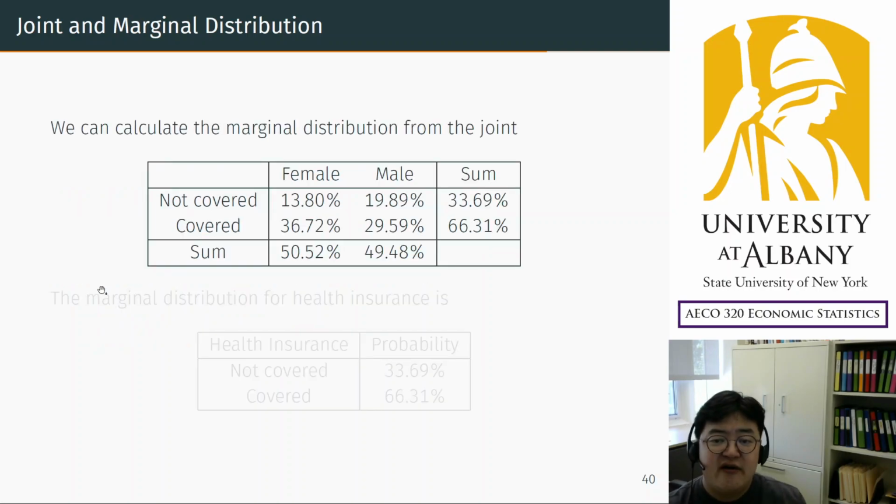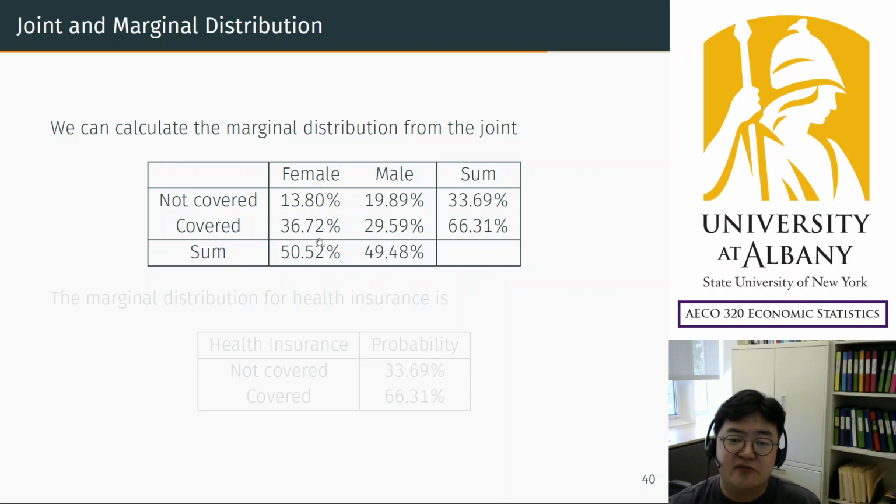And what we have done so far is make a joint probability distribution table like this, right? So this is the joint probabilities for 4 outcomes. But suppose that we are not interested in gender. We are interested only in health insurance, right? So you don't need another variable. Then how can we transform this 2x2 table into only 2 probabilities for health insurance?